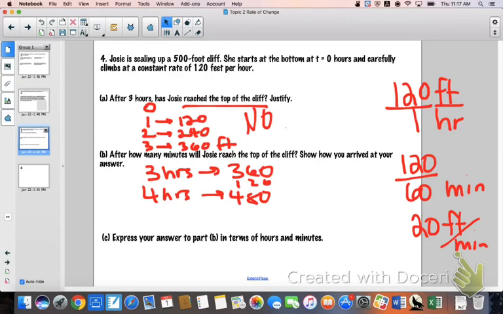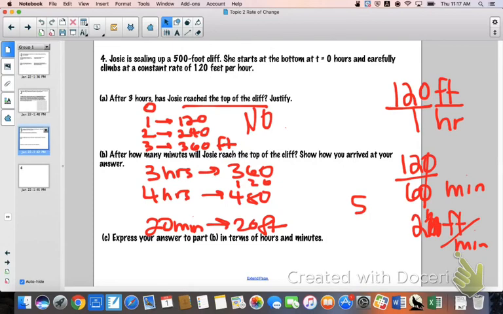Right? Oh, sorry, 2 feet per minute, not 20. 2 feet per minute. So if she's at 480, she's got to go 20 feet. That would be 20 minutes. So 20 more minutes, she can go 20 more feet.